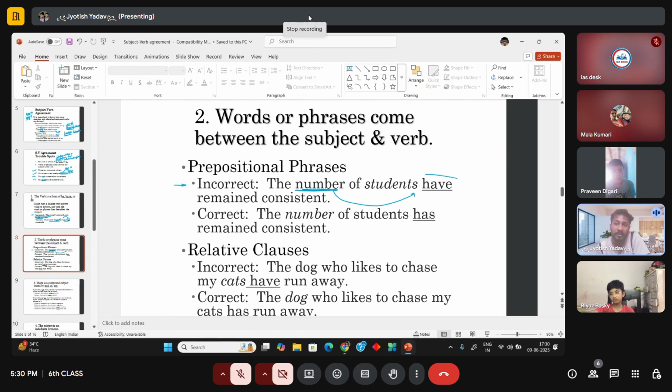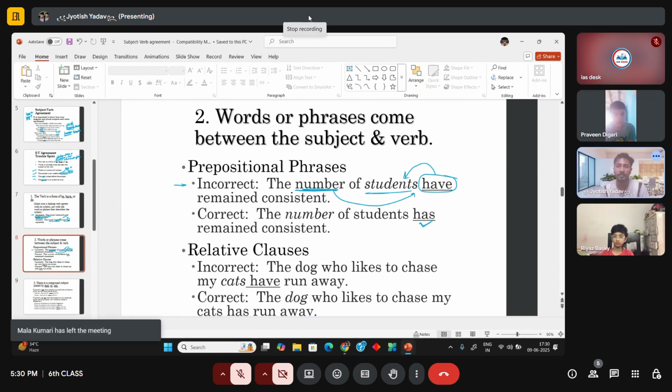But this sentence seems to be indicating the students, but "have" is not linked with the students. Have is linked with the number. I am saying the number of students, that means a specific number. So the number is singular, and for that we have to use "has". So: the number of students has remained constant.